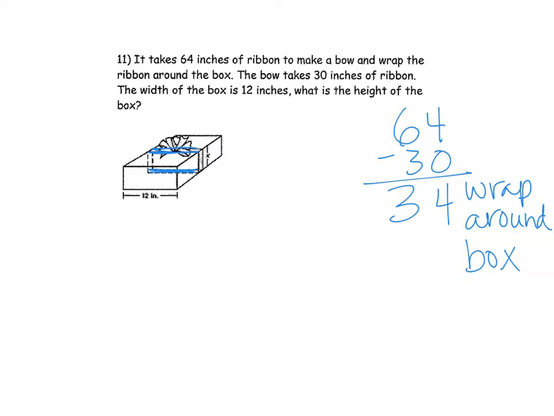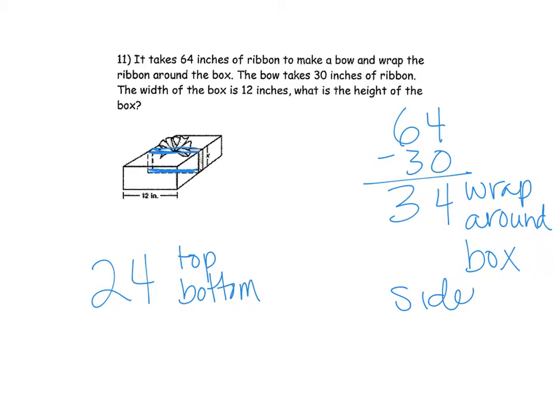I have 34 inches to wrap around it. 12 is used on the bottom and 12 is used on the top. So how much is used so far? 24 is used for the top and the bottom. I have a total of 34. I need to know what my sides are, which means I have 10 inches to use on my sides. Are you guys with me? 34 inches for the whole box, and I just used 24 of it for the top and the bottom. He got 10 and he was right.